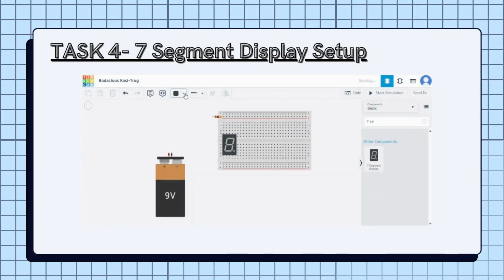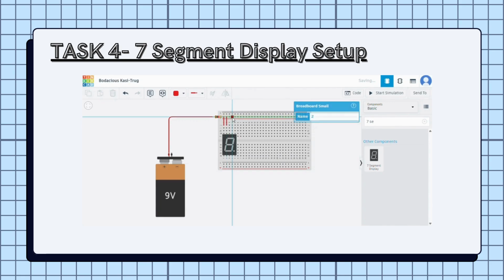This simulation demonstrates the method of displaying the number 8 using a common cathode 7-segment display. The circuit is powered by a 9-volt battery. The positive terminal is connected to the positive rail of the breadboard, while the negative terminal is linked to the ground rail. A resistor is included to limit the current and protect the 7-segment display from potential damage.